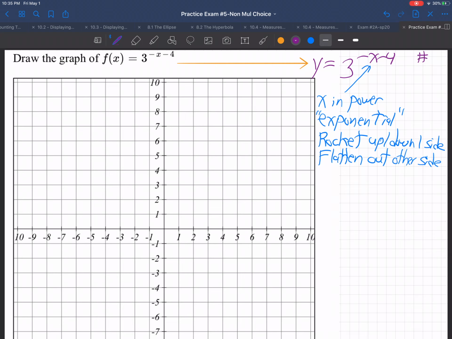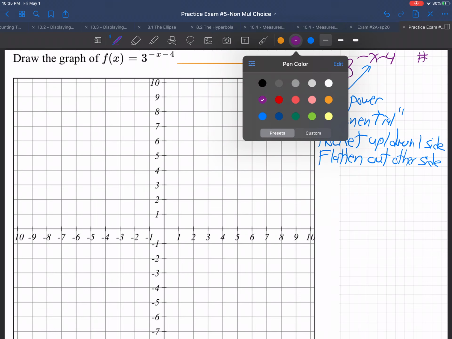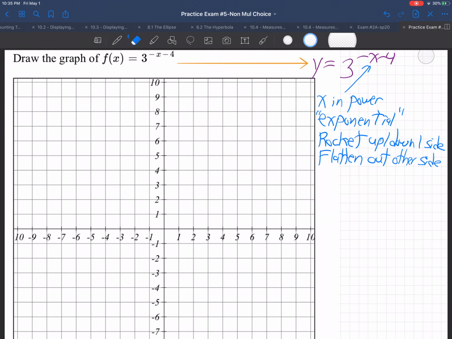So the number that's added or subtracted is the horizontal asymptote. Well, there's no number out there, right? So put in a plus 0. So if there's no number added or subtracted off to the right of the exponential function, that means it's plus 0. There's nothing really there.